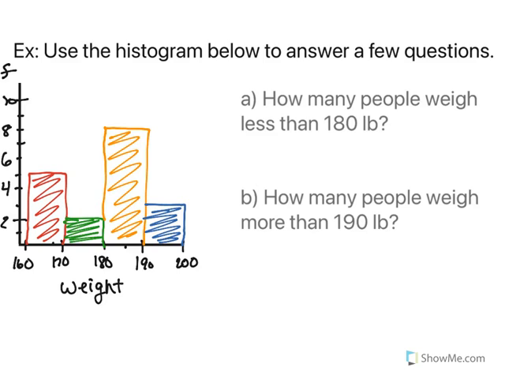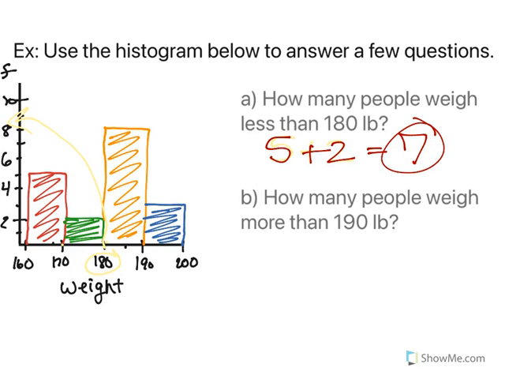So when the question says, how many people weigh less than 180? All right, so let's recognize where 180 is. So that's here. So how many people weigh less than that? That means we're looking at both bars to the left of that. So from 160 to 170, we have 5. And from 170 to 180, we have 2. So that means 5 plus 2 is 7. So 7 people weigh less than 180 pounds.